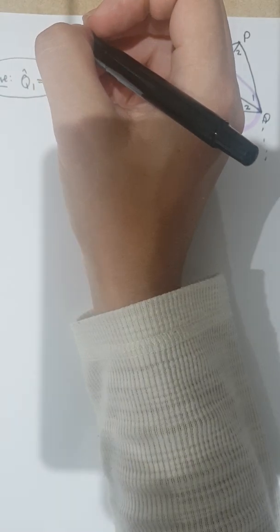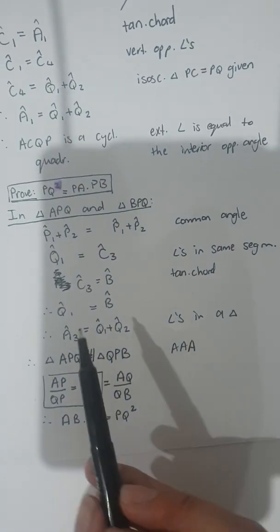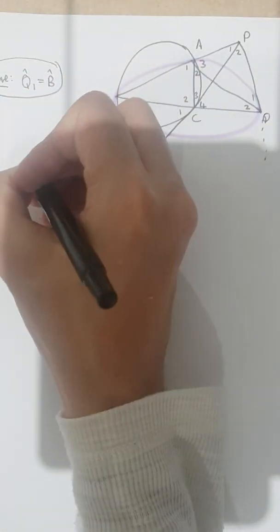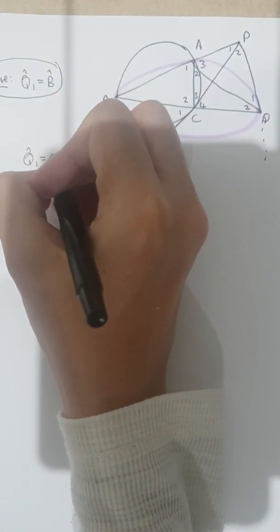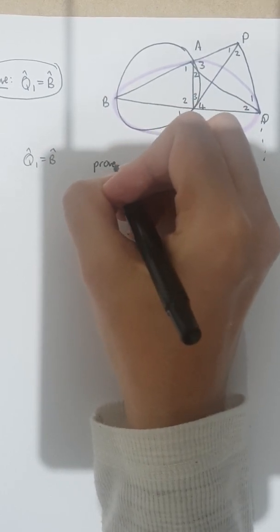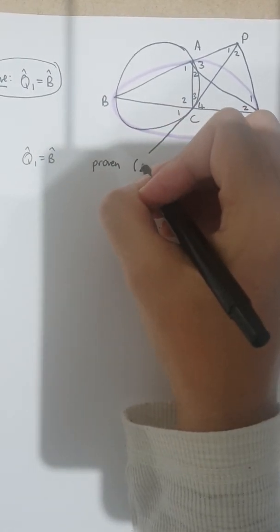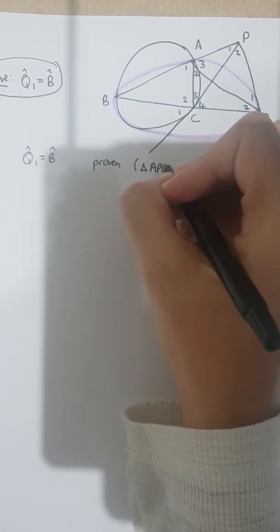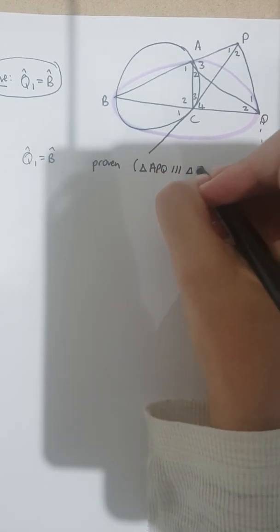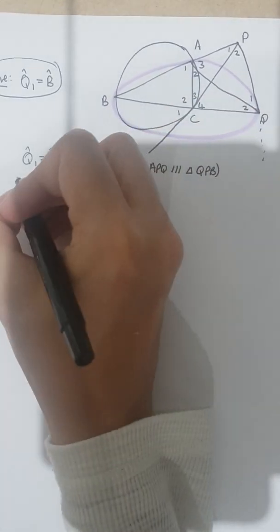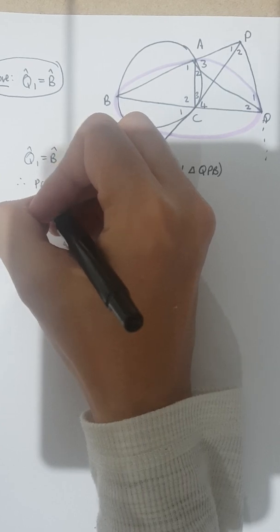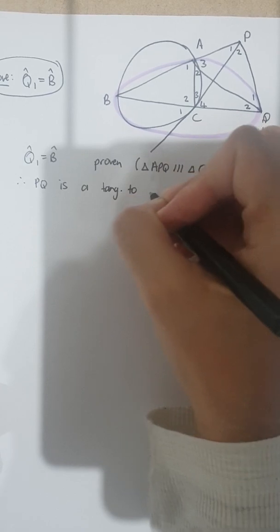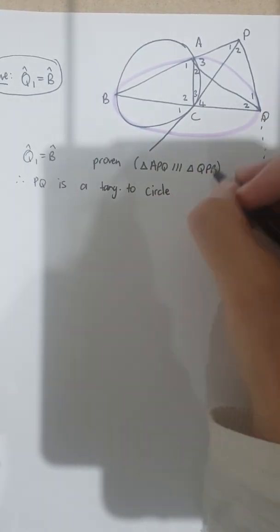And haven't I done that already? In my previous question, I have proven that Q1 is equal to B. So I can just say that Q1 is equal to B. I have proven it already from this similarity, from triangle ABQ similar to triangle QPB. Therefore, PQ is a tangent to the circle ABQ.